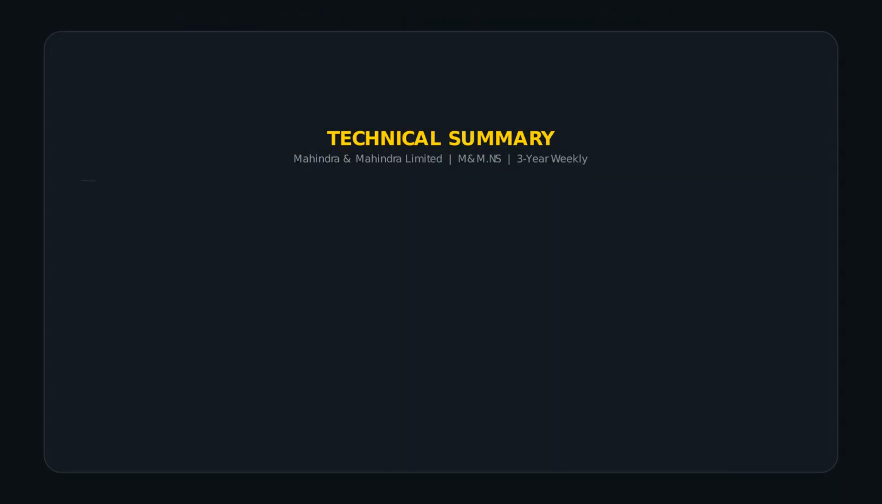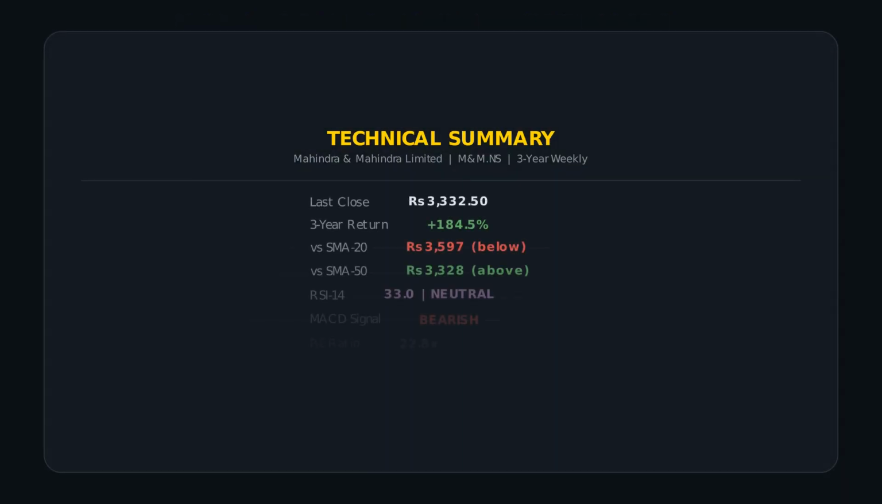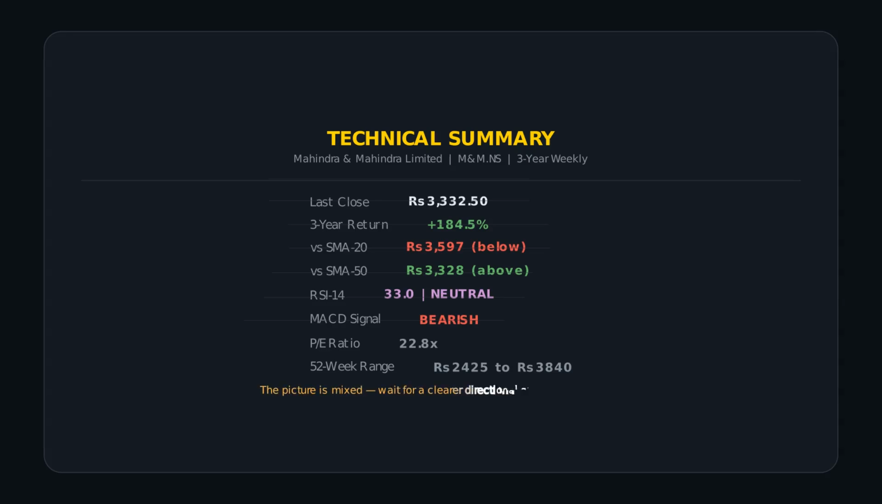Here is the complete technical summary for Mahindra and Mahindra Limited. The stock has returned plus 184.5% over 3 years. RSI is 33, neutral. MACD is bearish. Price is above the 50-day moving average. The picture is mixed. Wait for a clearer directional signal before acting. Remember, this is math. Every number here has a formula behind it.